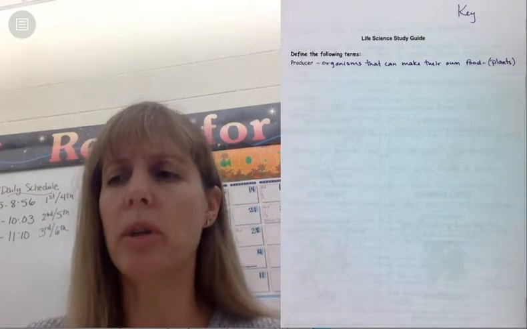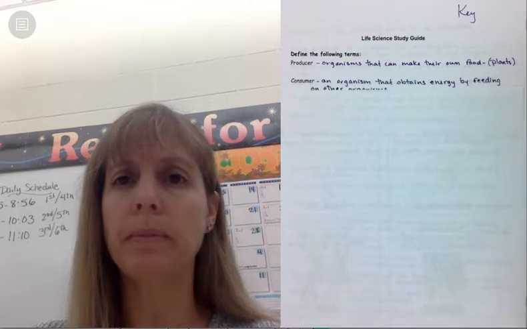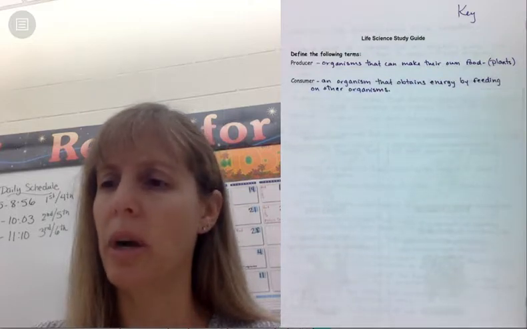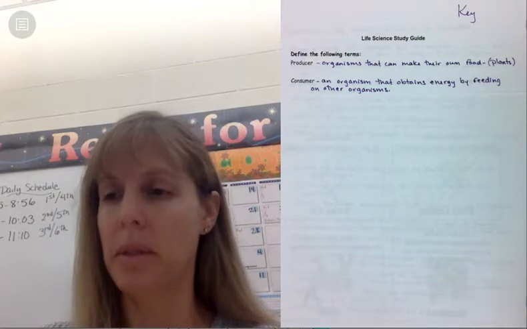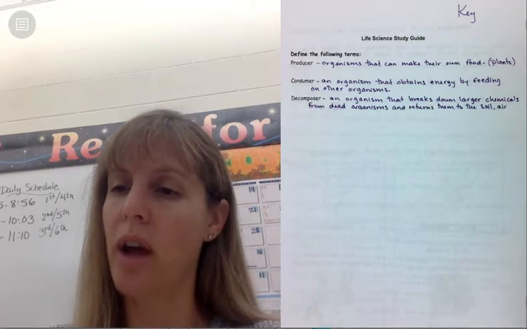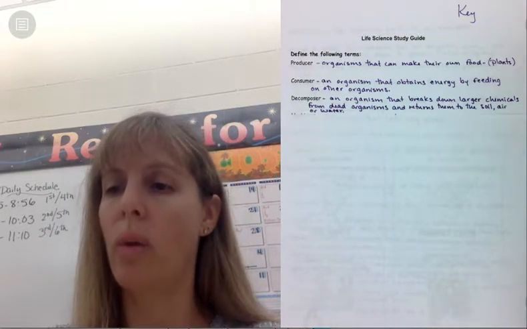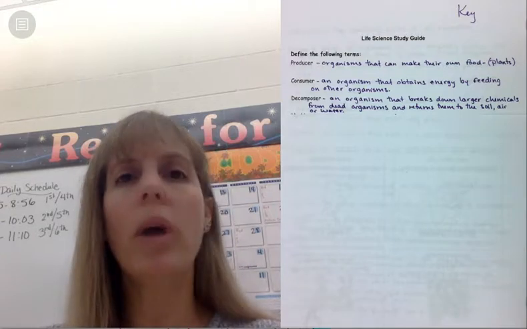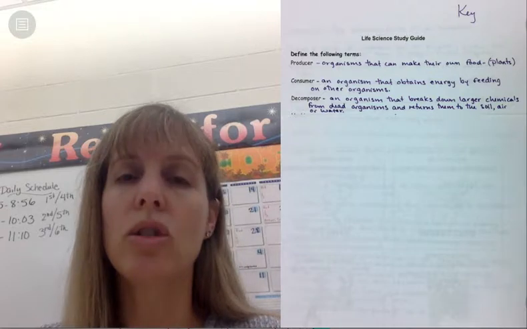So our first term is producer, and that's organisms that can make their own food. These are plants, remember, okay? Our second term is consumer, and that's an organism that obtains energy by feeding on other organisms. A decomposer is an organism that breaks down larger chemicals from dead organisms and returns them to the soil, air, or water.